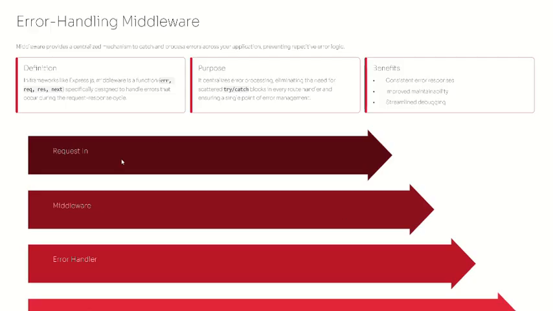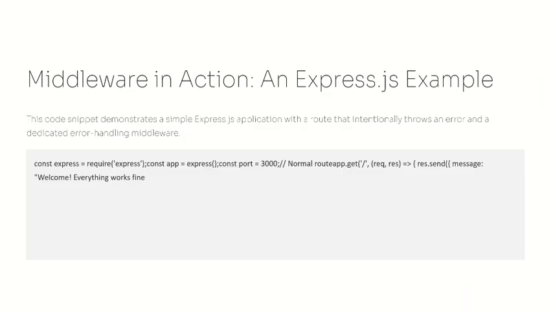See here how it processes the request in middleware, error handling, and response out. This is how it works. So let us move on to the next one. Here we see middleware in action.